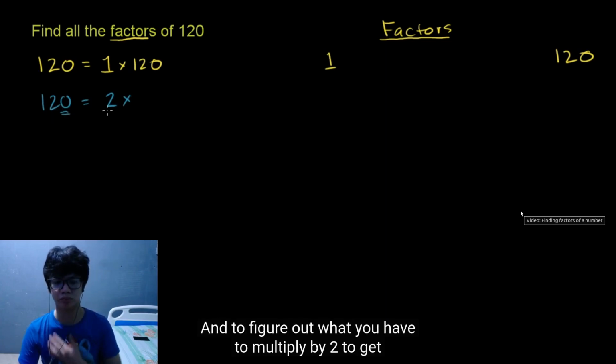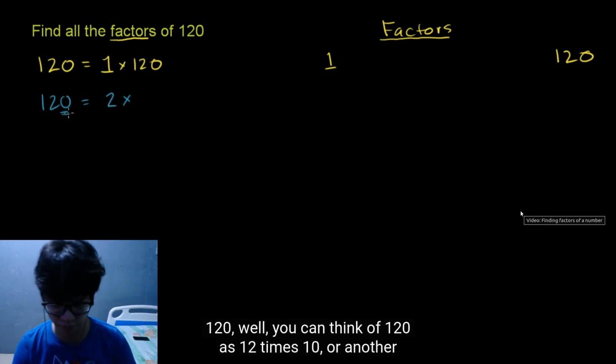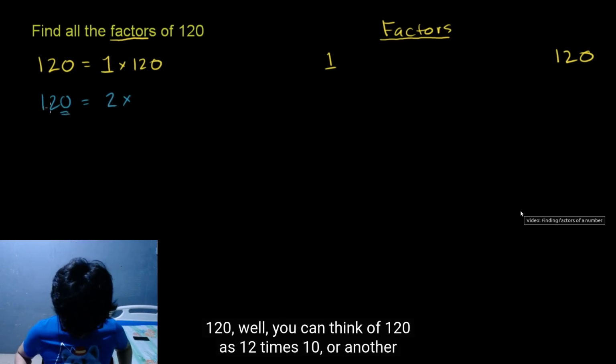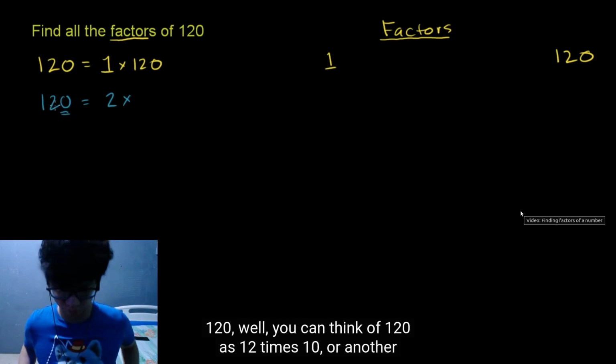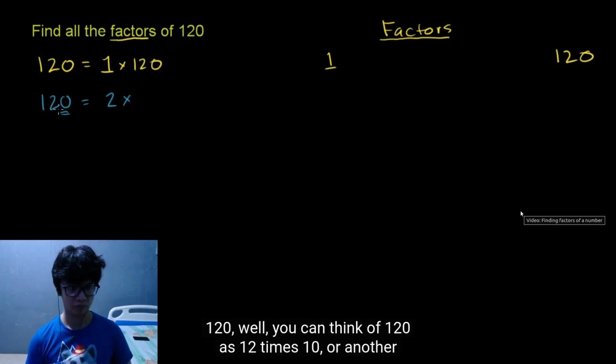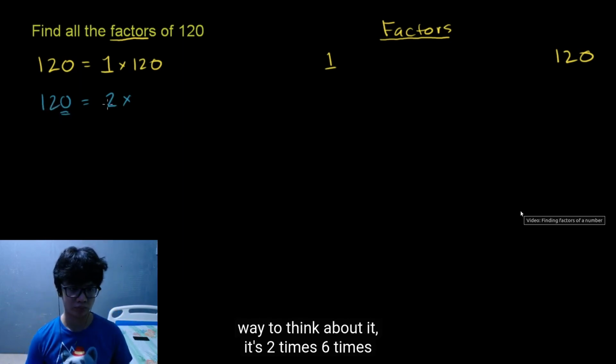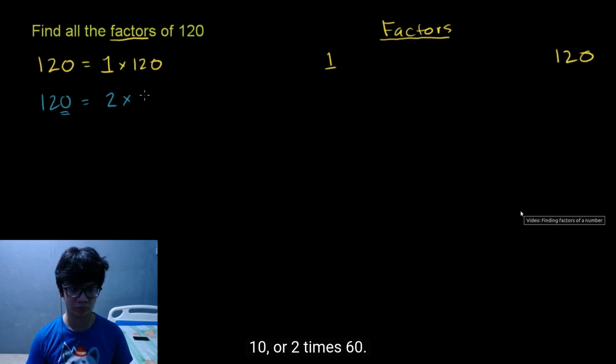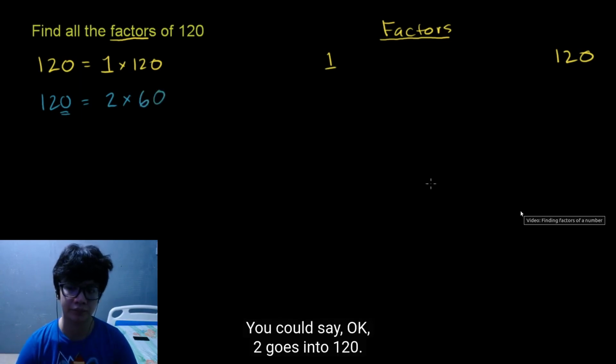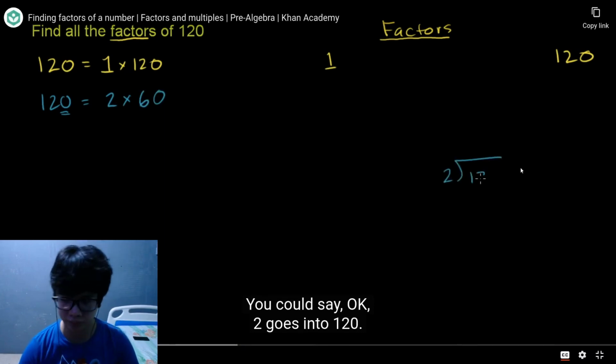And to figure out what you have to multiply by 2 to get 120, well, you can think of 120 as 12 times 10. Or another way to think about it, it's 2 times 6 times 10, or 2 times 60. You could divide it out if you want. You could say, okay, 2 goes into 120.